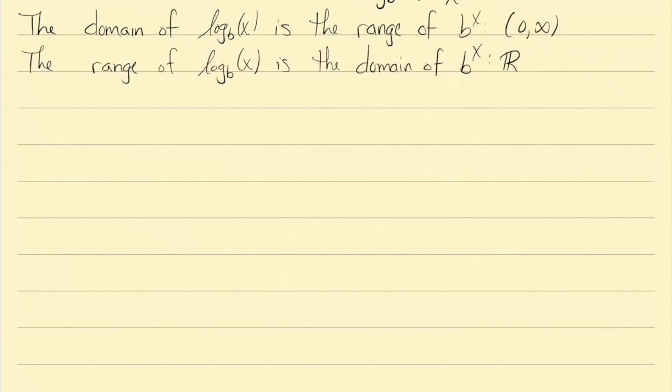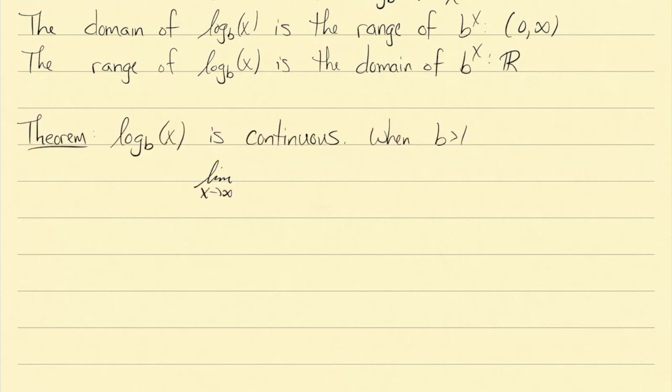Because this function is defined to be the inverse of the exponential, we know that its domain is the range of the exponential. That is, all numbers larger than 0. The range of the logarithm is the domain of the exponential function, which is all real numbers. So the logarithm is always a continuous function.